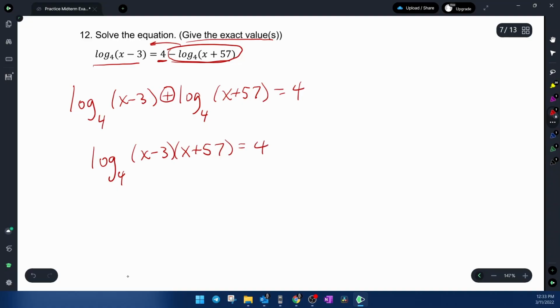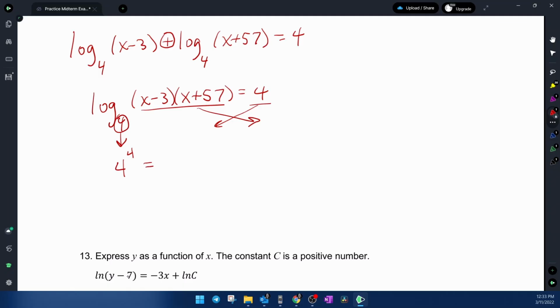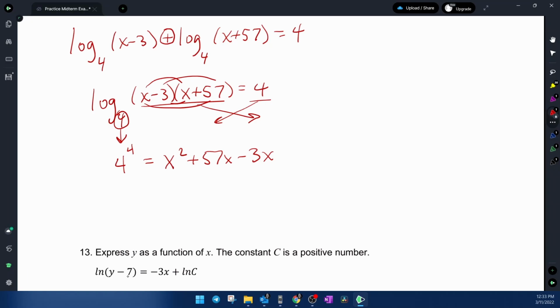And once you have this simplified into a single log, you can convert to exponential. So we're going to bring the base down, switch the other two around. That's going to be 4 to the 4th equals, and then this is going to need to be FOILed. Here we go, x times x, and then x times 57. On the inside, we have a negative 3x. Last but not least, negative 3 times 57, negative 171.